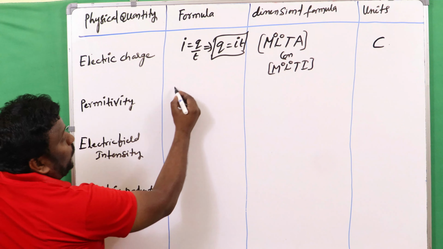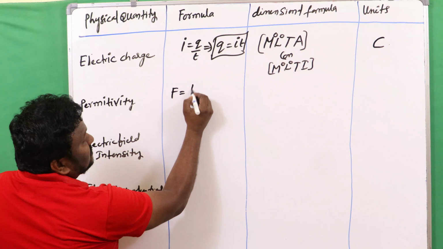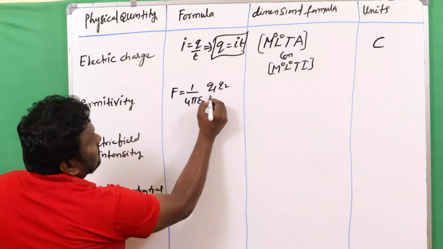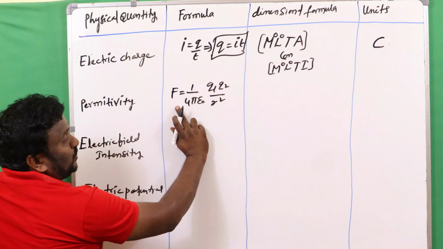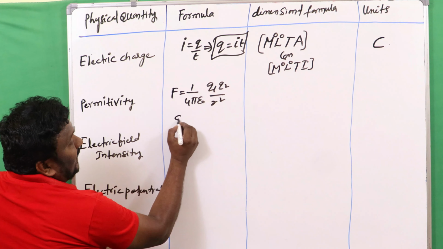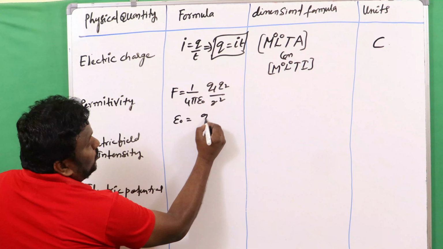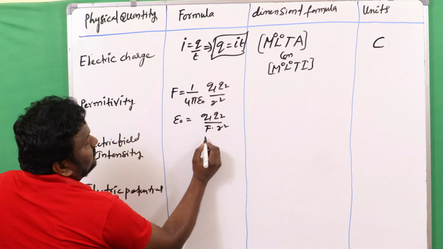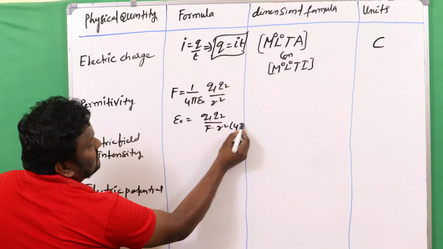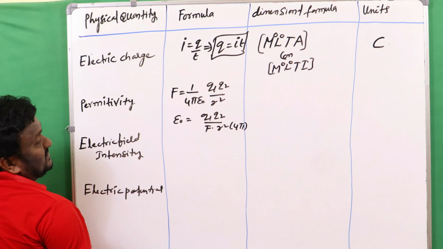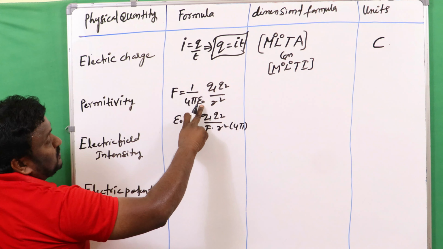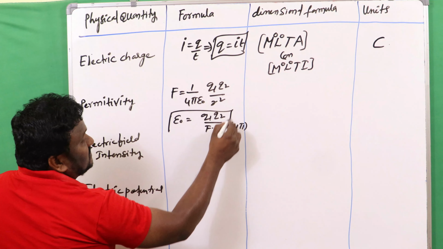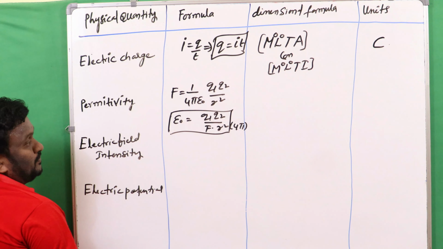Next, permittivity. What do you know, children? From Coulomb's inverse square law, F is equal to 1 by 4 pi epsilon naught times Q1 Q2 by R square. From that, epsilon naught is equal to Q1 Q2 by F into R square. 4 pi is a constant, so there is no dimensional formula for it. So this is the formula we are going to use here.